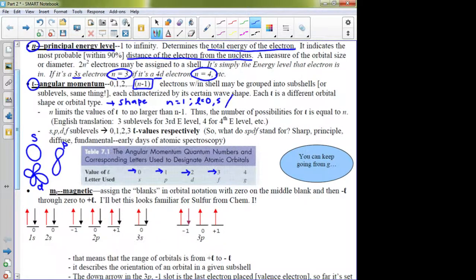What if N was equal to 2? What are my possible values I could have for L? I could have S and P, right? Because I could have L equal to 1 and I could have L equal to 0. So that would be the P shape and the S shape. We see how that works? You with me? And then it would keep going from there.